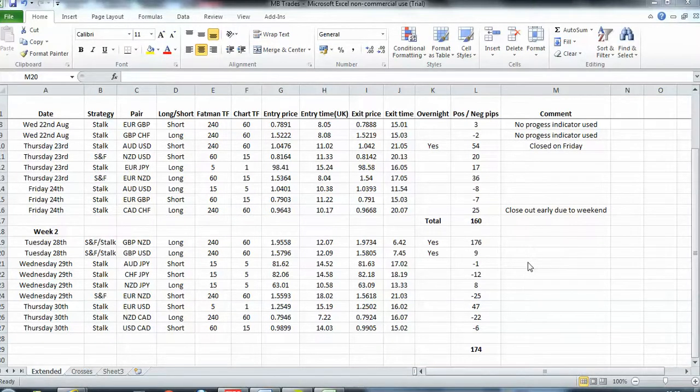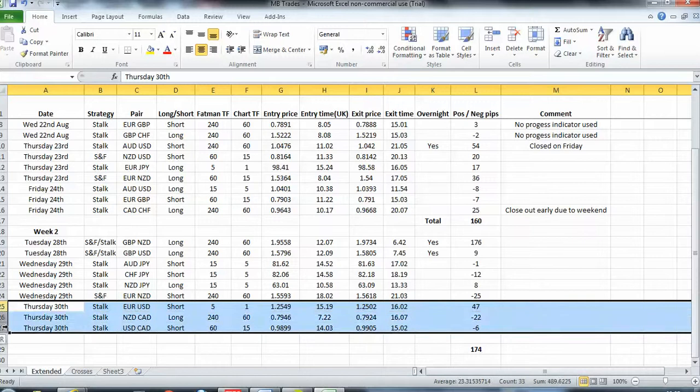It's around about 9:30 now on Friday, the 31st of August. I'm just doing a very quick summary of yesterday's trading room trades. I didn't get time to do this video last night, so yesterday was Thursday the 30th. Okay, so I'm just going to go through Thursday the 30th trades. Can you see them here?